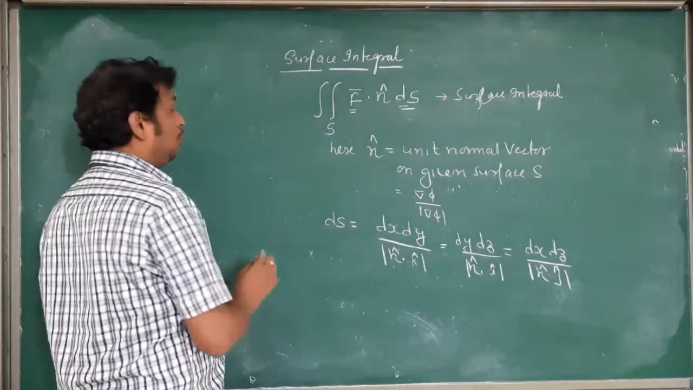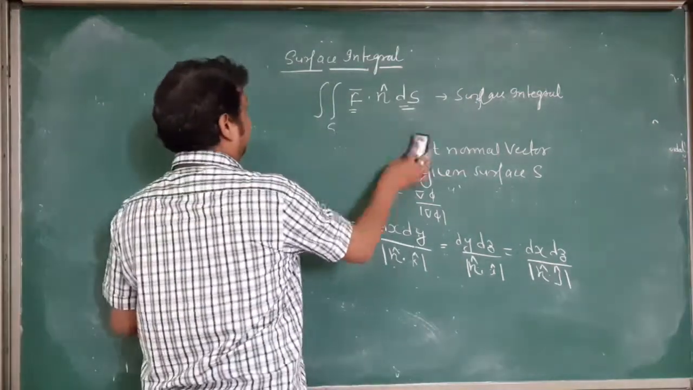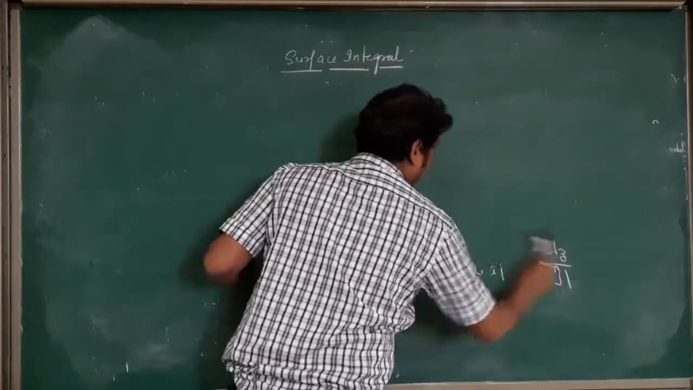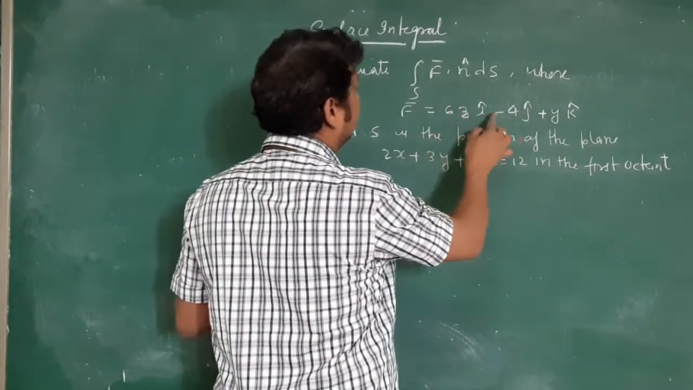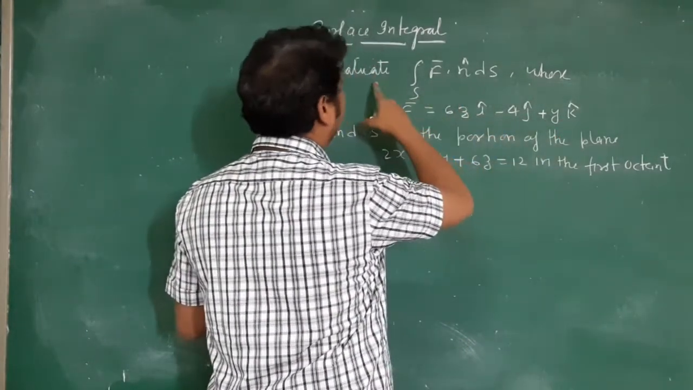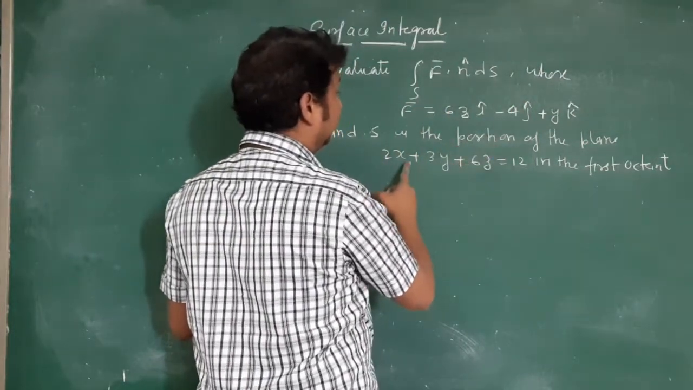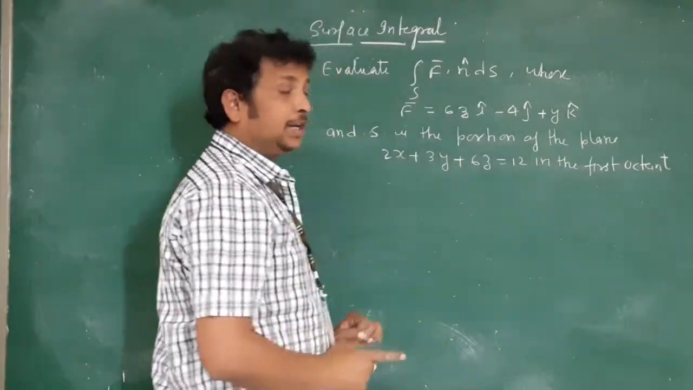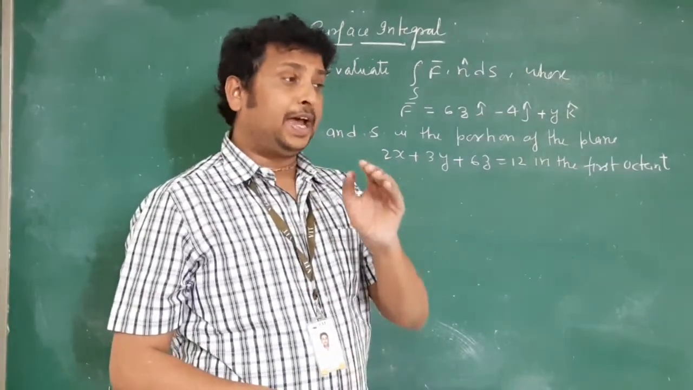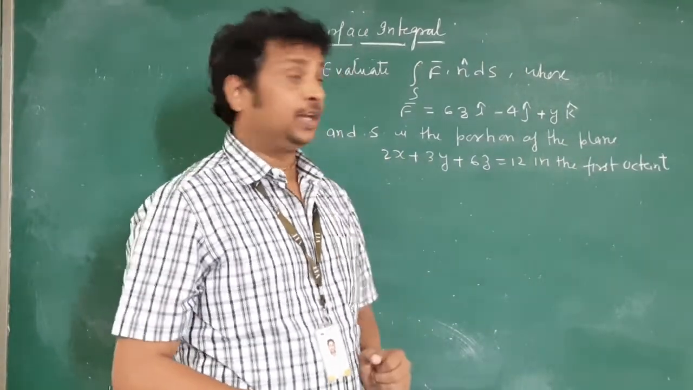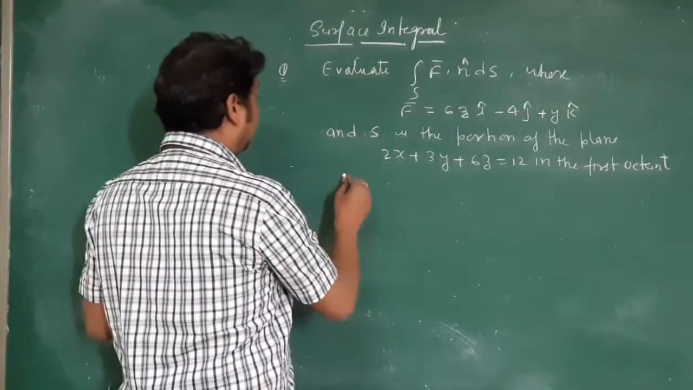Now I am going to do one question which is easy for you to understand. F is given as 6z i minus 4 j plus y k. Evaluate the integral of F dot n cap dS, where S is the portion of the plane 2x plus 3y plus 6z equals 12 in the first octant. First octant means only the first coordinate system, meaning x positive, y positive, z positive only. Negative values we can't take.